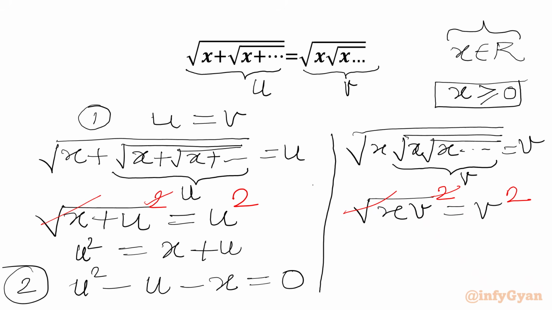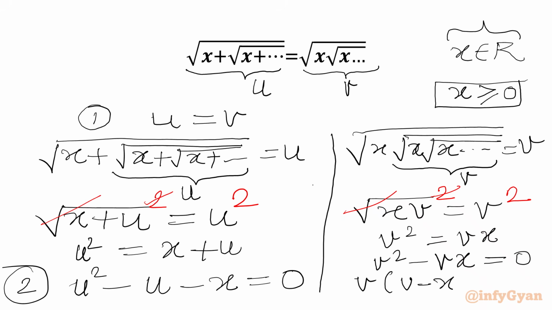And from this equation, we can write V square equal to V times x. By writing both the terms to one side, V square minus Vx equal to 0. We will take V common out. So we will get V minus x in the bracket equal to 0. From here, using product 0 rule, we will write either V equal to 0 or V equal to x.